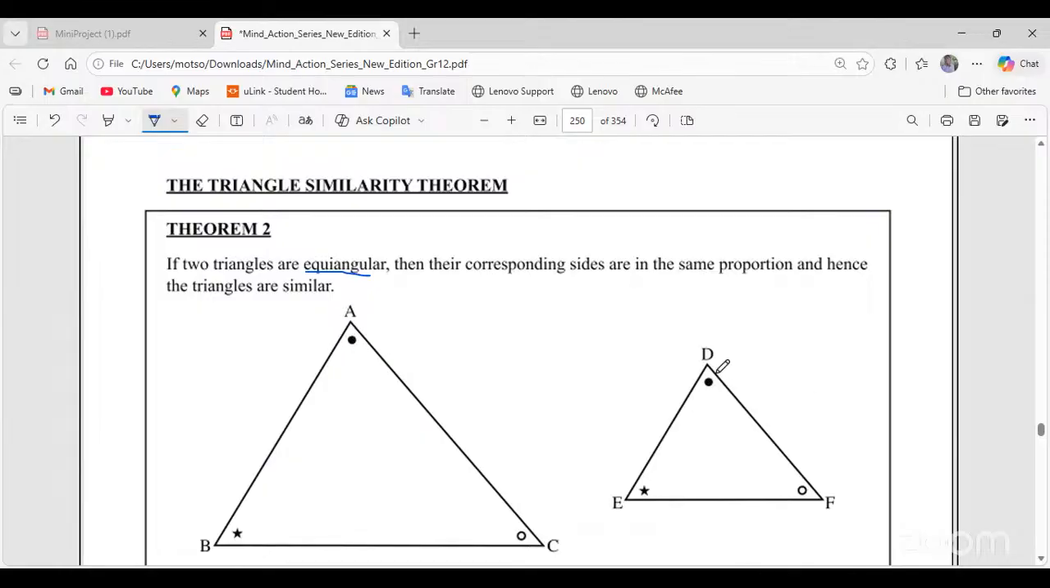This angle corresponds with that angle. Therefore, this angle is equal to that angle. This angle corresponds to that angle. Therefore, this angle is equal to that angle. What does that imply? That implies that the sides that correspond in these triangles are in the same proportions. Therefore, triangle 1 and triangle 2 are similar.